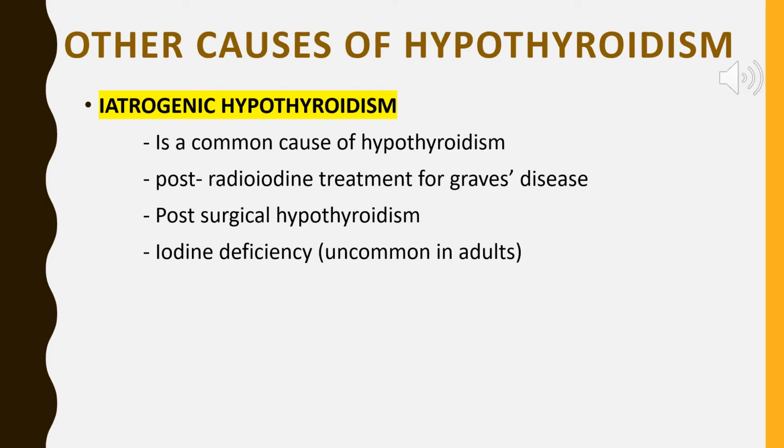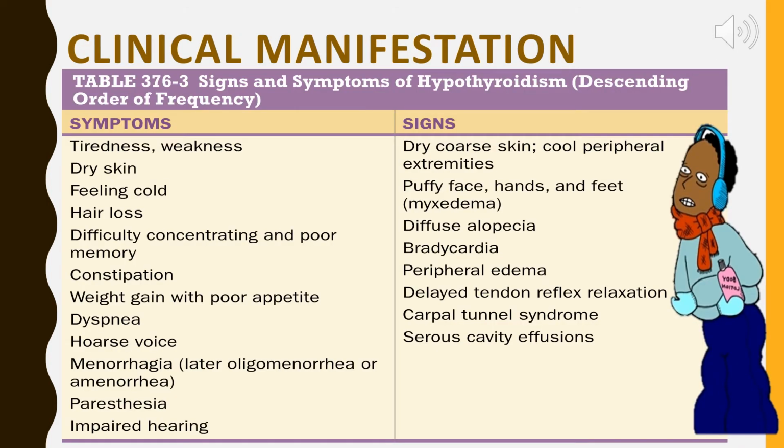Iatrogenic is another common cause of primary hypothyroidism. It can be a result of post-radioiodine treatment for Graves' disease, post-surgical hypothyroidism, or even iodine deficiency. The onset of the signs and symptoms of hypothyroidism is usually insidious, and the patient may become aware of symptoms only when euthyroidism is restored.